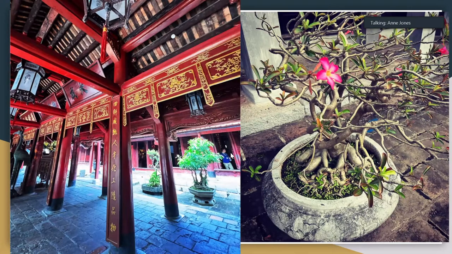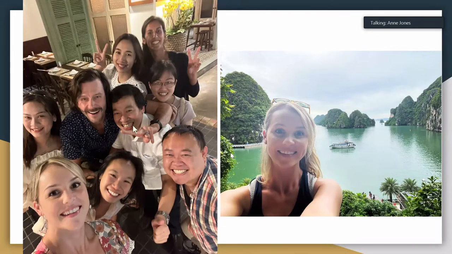This is Hanoi. It's the temple of literature. The first university. Here's us. District one. I have so many more other things to see in Vietnam. So I have to come back.